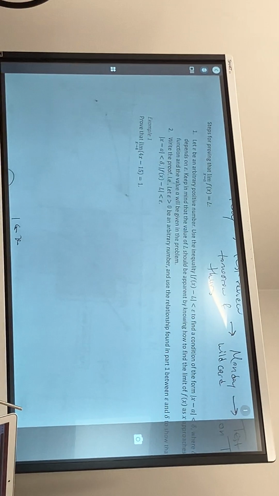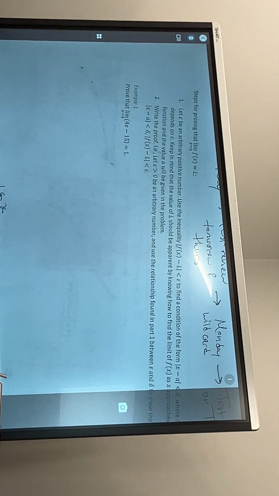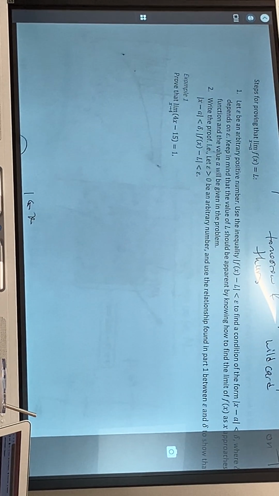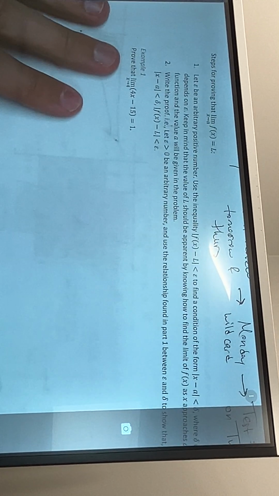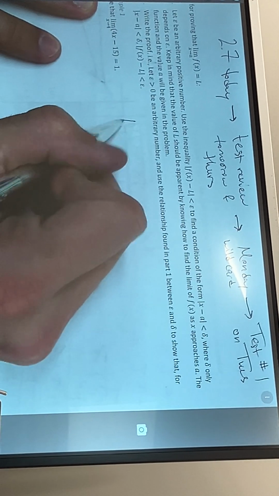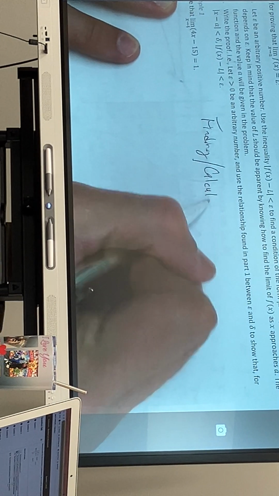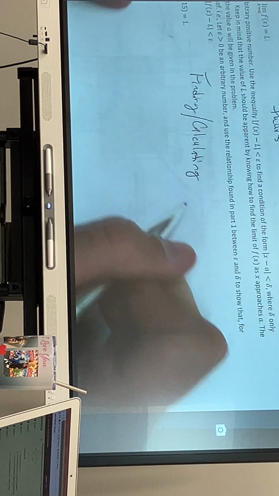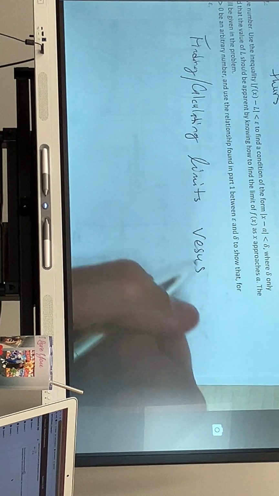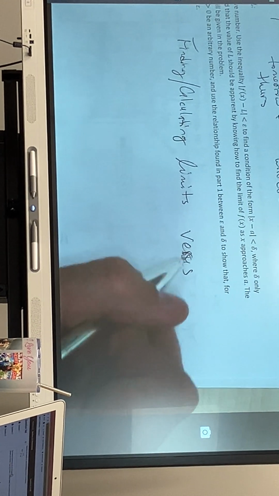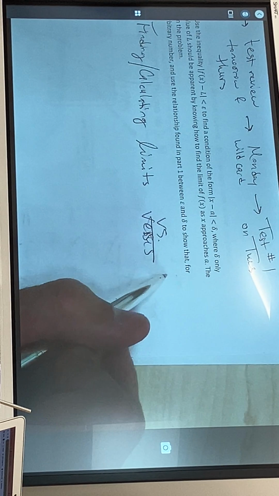So, we have to prove this limit. And so, do y'all feel hyped for proving this limit based on what we did last class? Because the last class we proved the limit also. And I want to draw a distinction right here between finding or calculating or computing limits versus proving limits.